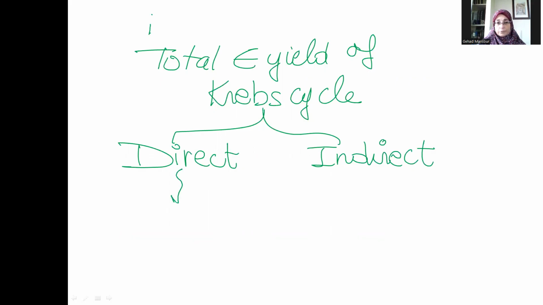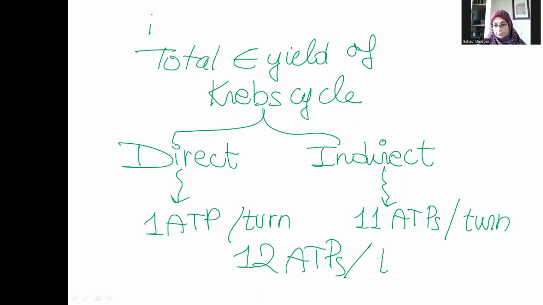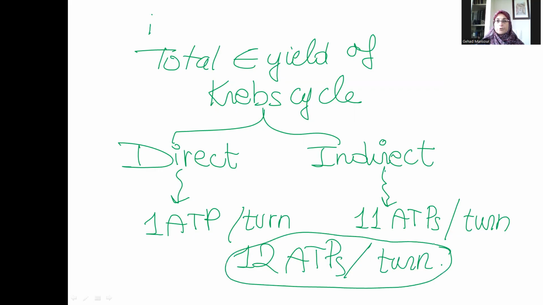So the direct energy yield is 1 ATP per turn. The indirect energy yield is 11 ATPs per turn. So the total energy yield of Krebs cycle is 12 ATPs per turn. Okay, this is 12 ATPs per turn.